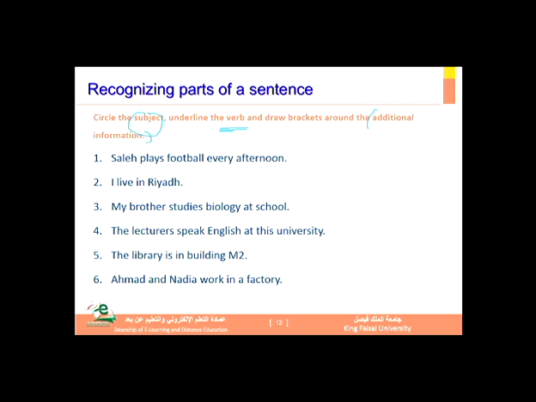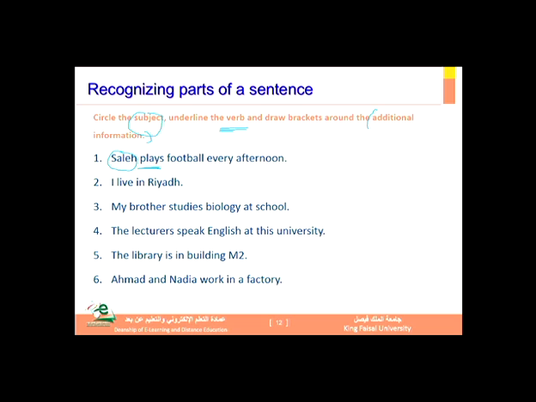Saleh plays football every afternoon. The doer of the action, the subject of the sentence, is Saleh. So we are going to circle the word Saleh. Underline the verb. Where's the verb? What does he do? He plays. What does he play? He plays football.